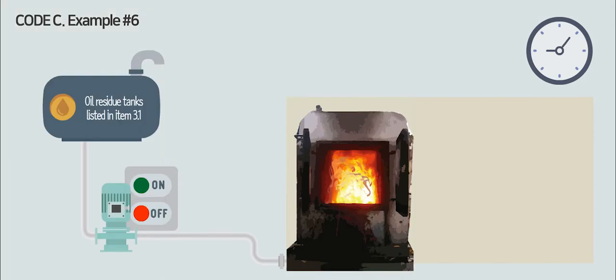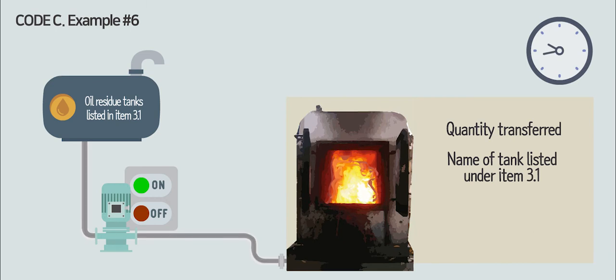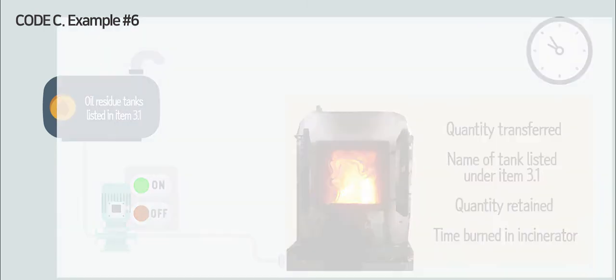Example 6. In case of incineration of oil residue in incinerator, quantity transferred and name of tank listed under Item 3.1 in the supplement to the IOPPC, and quantity retained, time burned in incinerator are recorded using Item 12.3 of Code C.